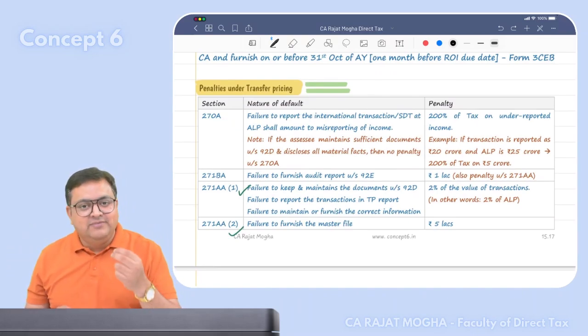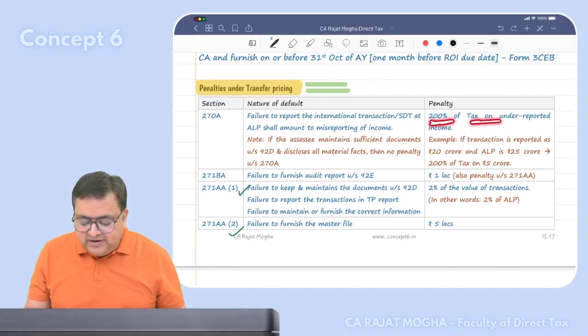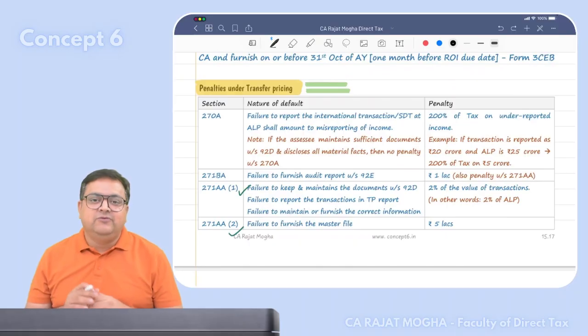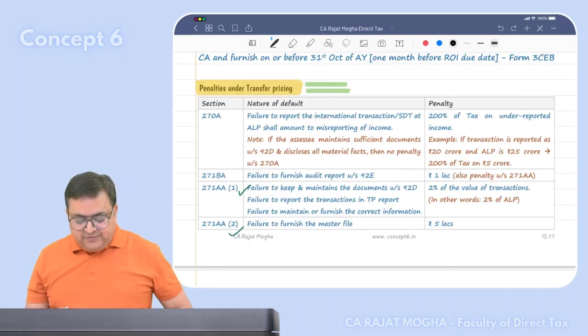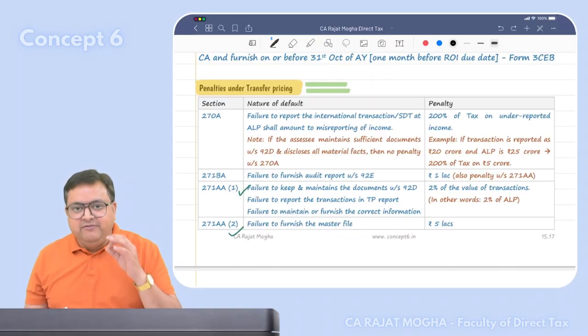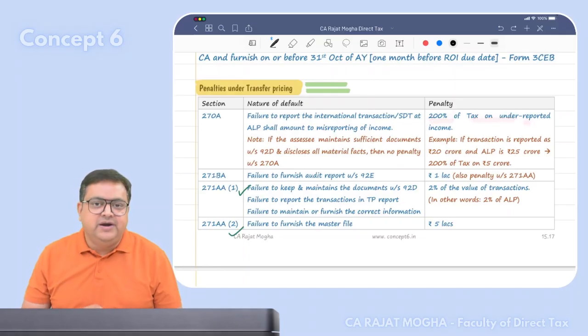whenever there is underreporting or misreporting of income. So how much can the penalty go? 200% of the tax on underreported income. So let's say, for example, if you have misreported your income, by way of fraud, then it would be 200% of the tax on underreported income.